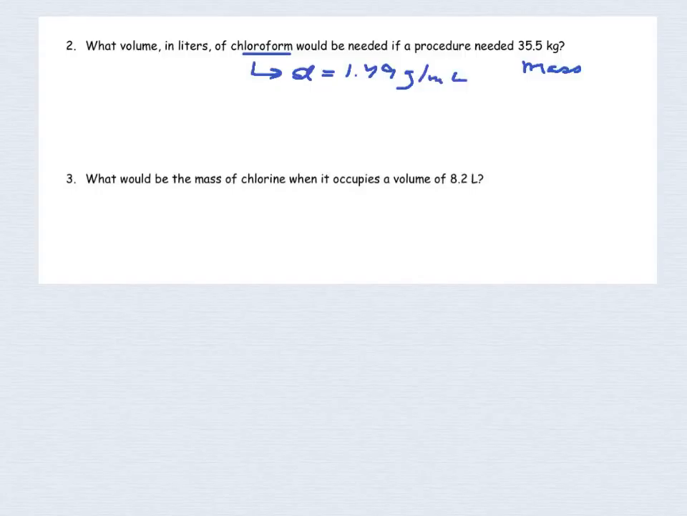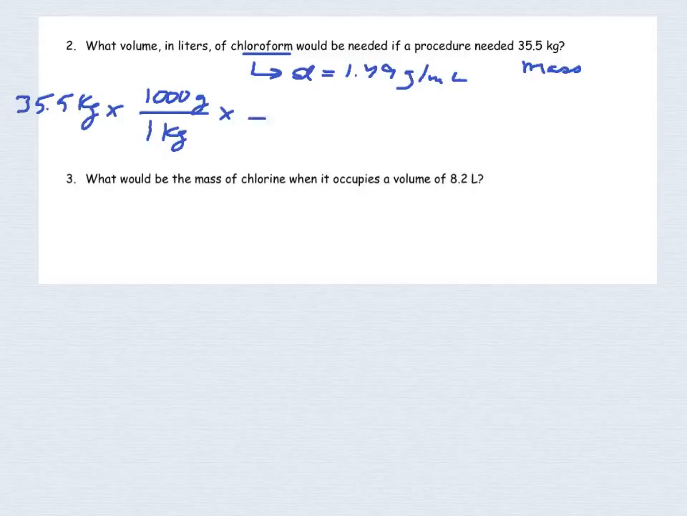So I write down what I'm given on the far left, if I do the dimensional analysis method. 35.5 kilograms. I'm going to change that to grams. My yellow table says 1 kilogram is equal to 1,000 grams. If I get to that step, I'm going to have 35,500 grams. And I want to change it into a volume. I can use my density.